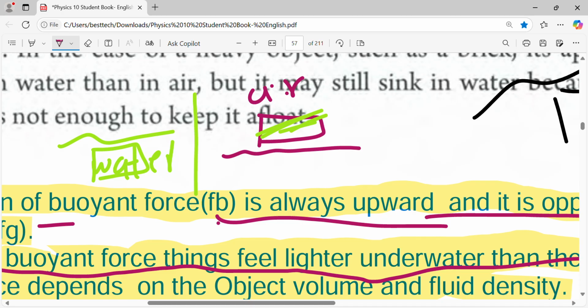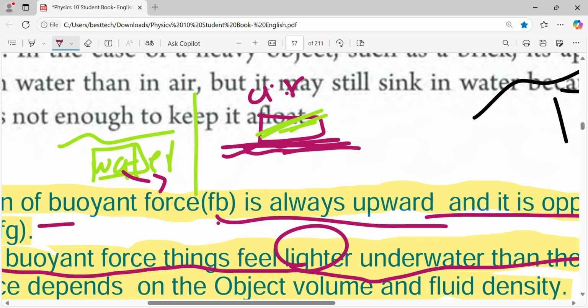This object, because it goes under the water, becomes lighter. The object that goes under the water becomes lighter. But the object that stays on the surface of the water feels heavy. It feels heavy, not lighter.